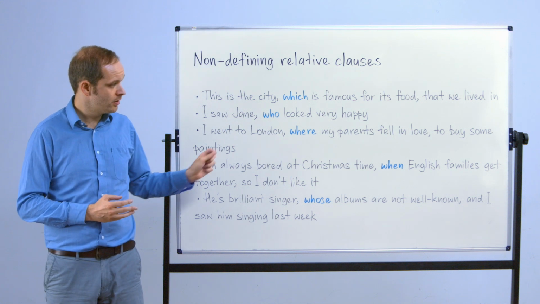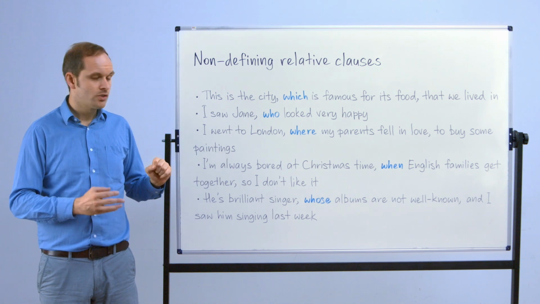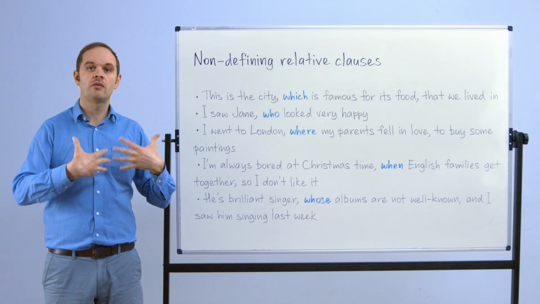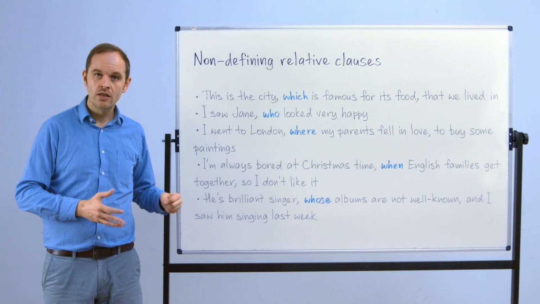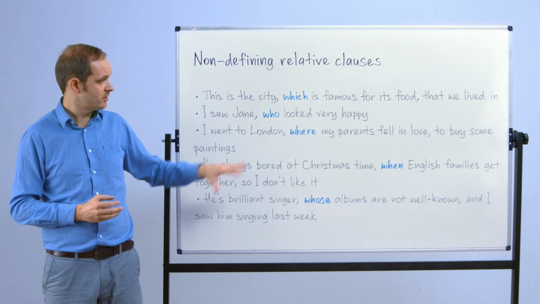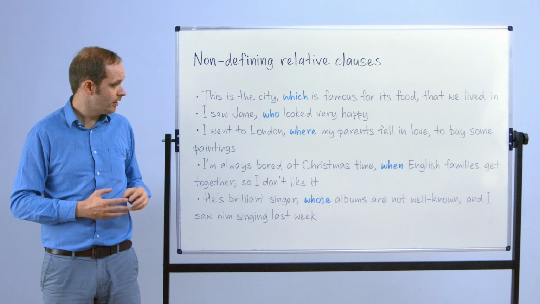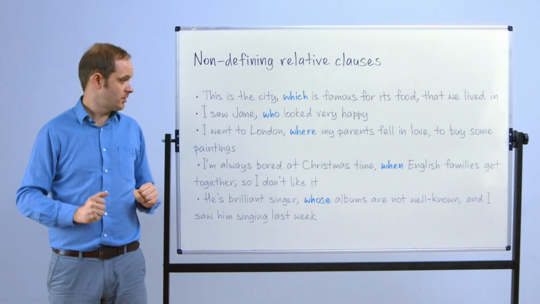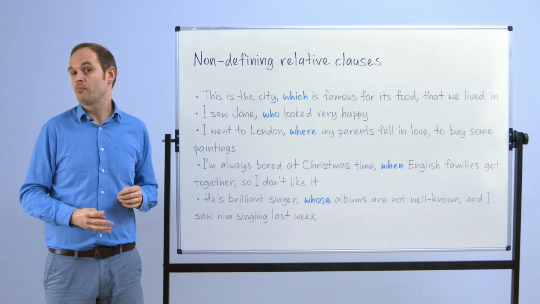I went to London where my parents fell in love to buy some paintings. So this time we're using where to describe what happened in the location. We're not describing London the thing, but we're describing the place where something happened. So in that way, this sentence is a little bit different from the first sentence we looked at. As you can see here, we're adding information to the sentence. The original sentence could be, I went to London to buy some paintings.